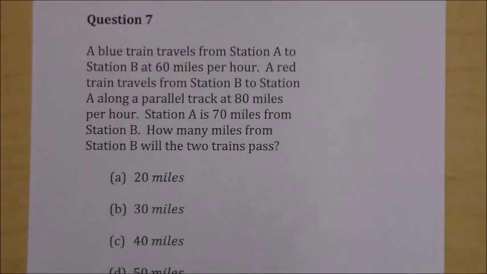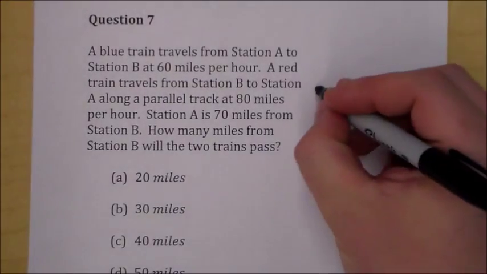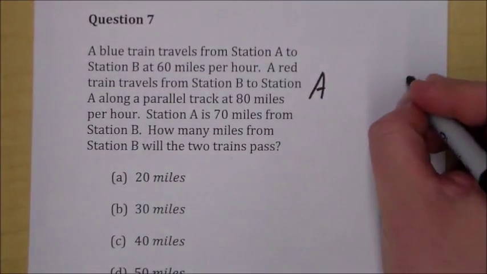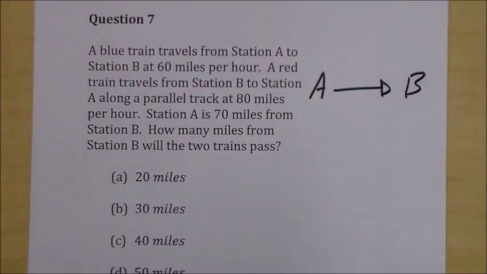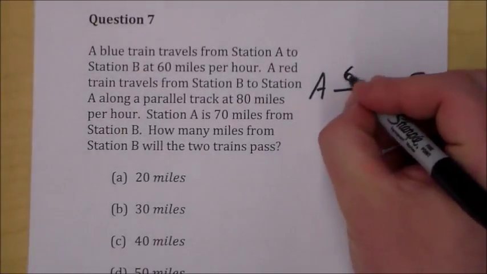A blue train travels from station A to station B at 60 miles per hour. So we have A to B, and we have traveling in that direction at 60 miles per hour.